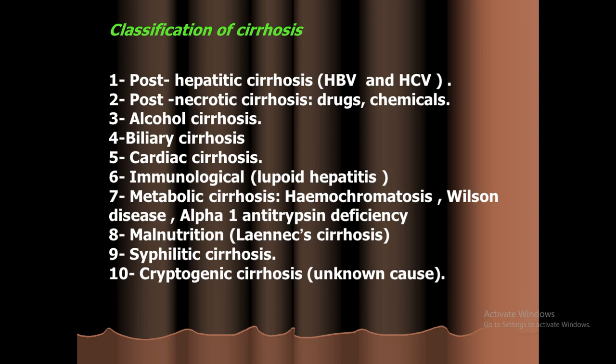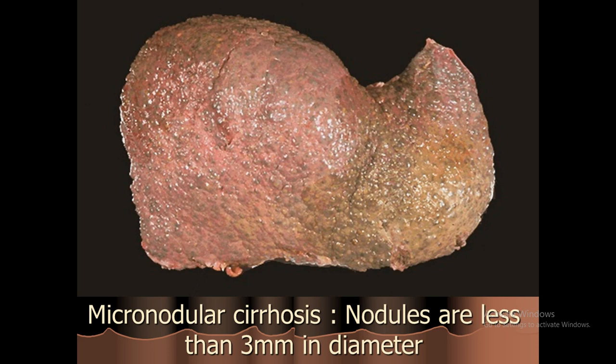Malnutrition, syphilis, and sometimes cryptogenic, unknown cause, usually due to drugs or so. So the most common cause of cirrhosis here in Egypt is post-hepatic cirrhosis, for sure. This is the liver showing cirrhosis.